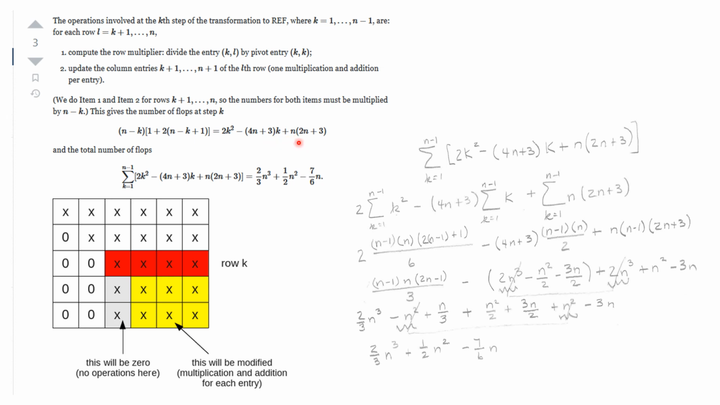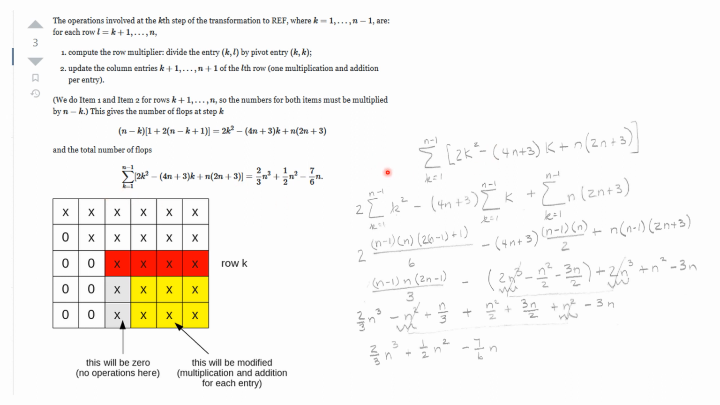if you multiply all that stuff together. And then plus n times (2n plus 3). Now, this is a convenient format, I suppose. But then we have to do that for each step k, so we go k equal 1 up to n minus 1. So you see we're summing from k equal 1 to n minus 1 of 2k squared minus (4n plus 3) times k, plus n times (2n plus 3). And again, please realize we're summing on k.